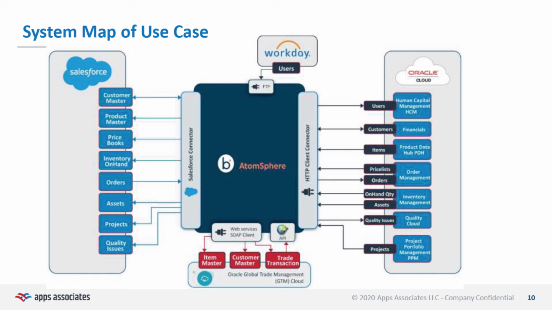The work data is provided via a flat file, which is placed on an FTP server. So the Boomi integration flow picks up the file, and mappings have already been created to map the data to the HCM module of Oracle Cloud.